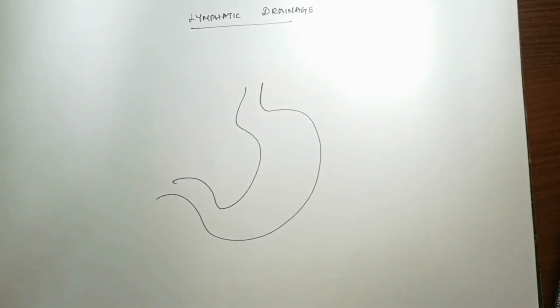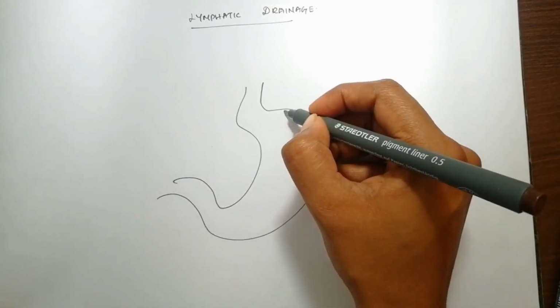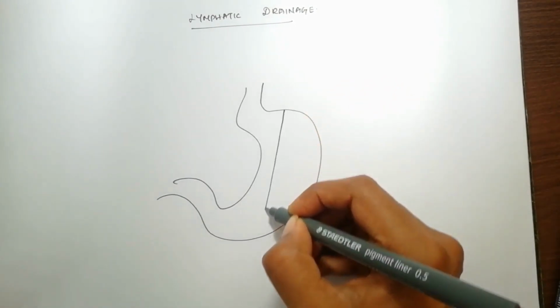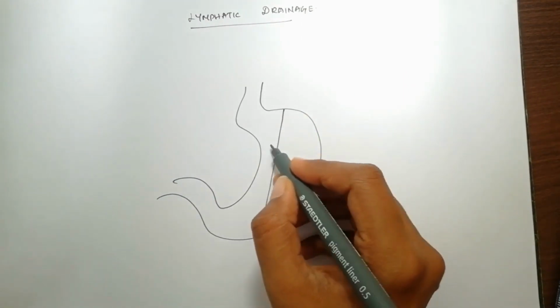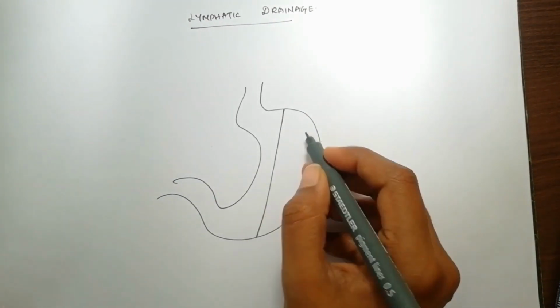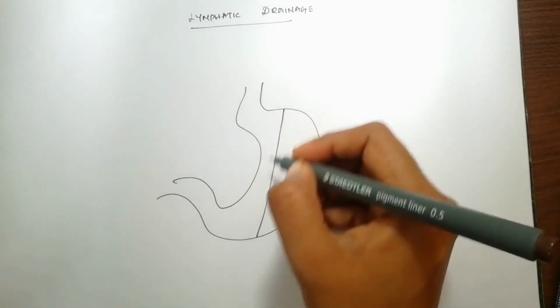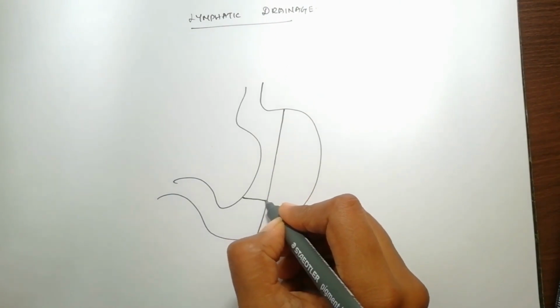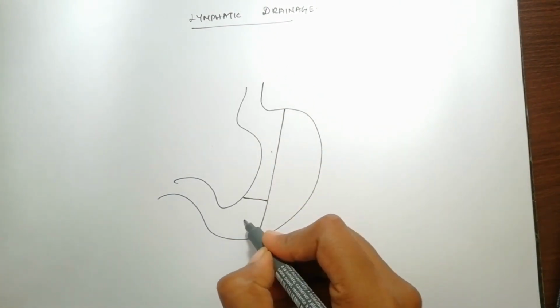So we have got our stomach. Here we are going to see lymphatics under some division. We are going to divide the whole of the stomach into two parts by a vertical line, two halves, right and left half. In the right half again we are having upper 2/3 and lower 1/3. A horizontal line we are drawing to divide into upper 2/3 and lower 1/3.